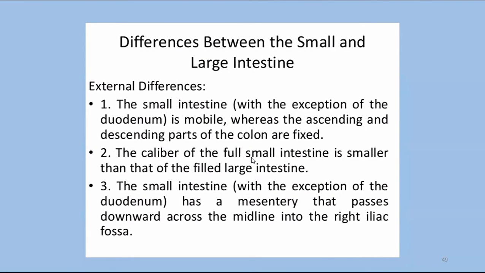Now, it's in your book also, the gross difference between the small and the large intestine. Externally, you see that the small intestine, with the exception of the duodenum, is mobile, whereas only the ascending and descending parts of the colon are fixed. The transverse colon is mobile. The caliber of the small intestine is smaller, as the name implies, compared to that of the large intestine. The small intestine, again with the exception of the duodenum, has a mesentery that passes downward across the midline.